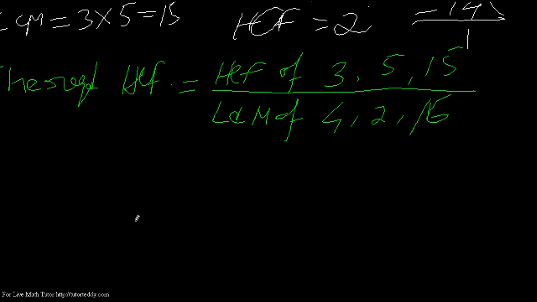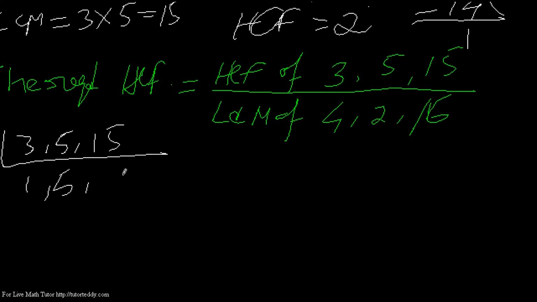Let me now find the HCF and LCM like before. See that 3, 5, 15. Let me divide by 3. 3 ones are 3, 5 remains, and 3 fives are 15. So you can see not all 3 of them are divisible by 3, right? So I can say HCF is equal to 1 because only by 1 are all these 3 numbers divisible.